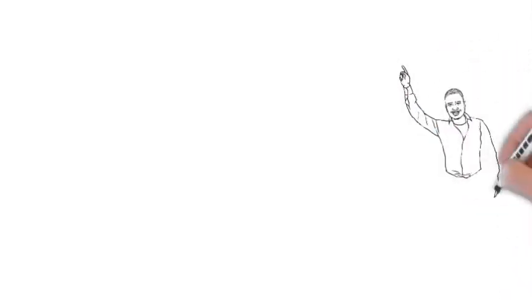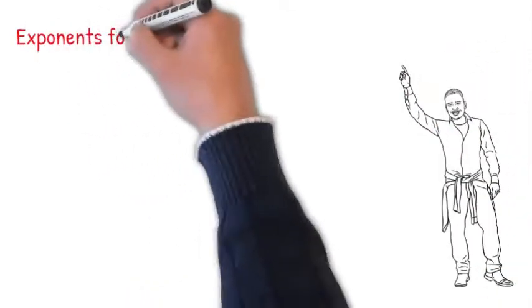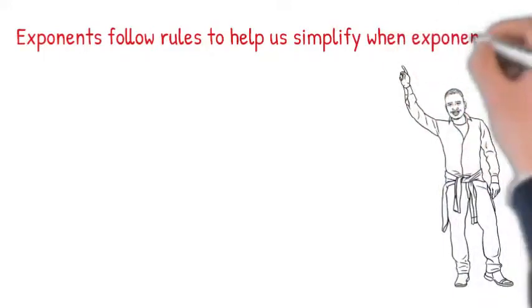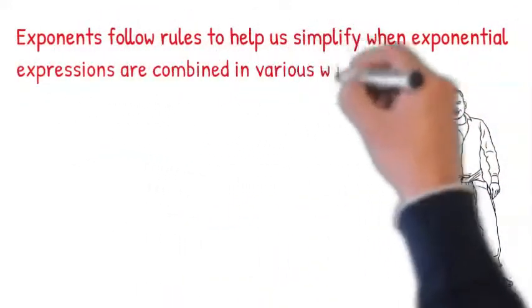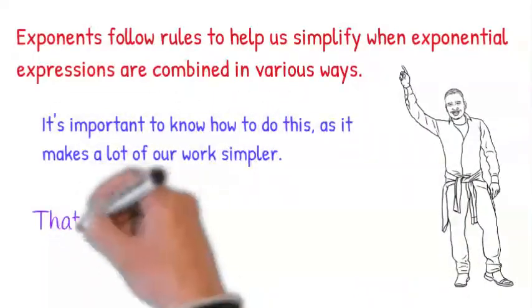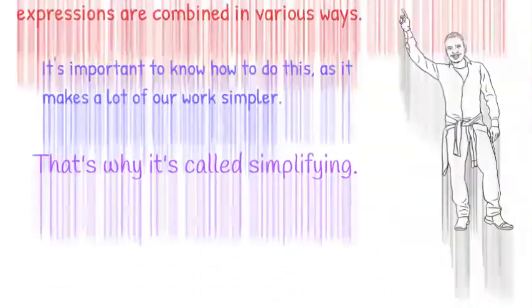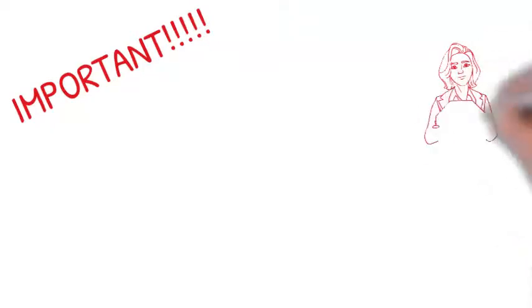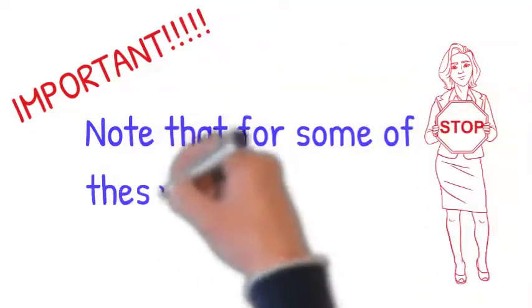Exponents follow rules to help us simplify when exponential expressions are combined in various ways. It's important to know how to do this, as it makes a lot of our work simpler. That's why it's called simplifying. Important: note that for some of these rules, the base must be the same.